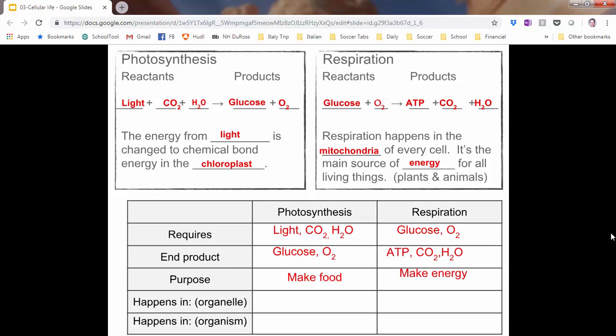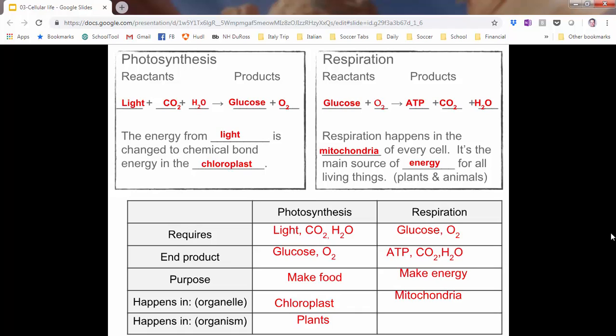The quiz on Wednesday covers organelles, and osmosis and diffusion. Photosynthesis happens in the chloroplast. Respiration happens in the mitochondria. How about photosynthesis? Happens in plants. Respiration?